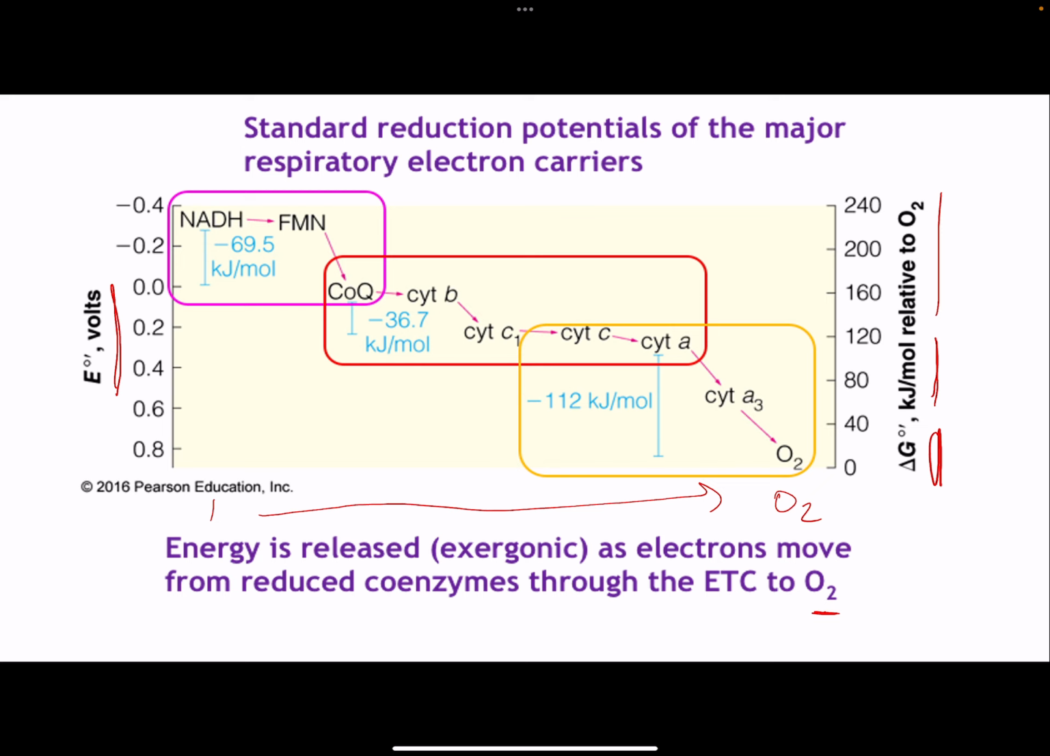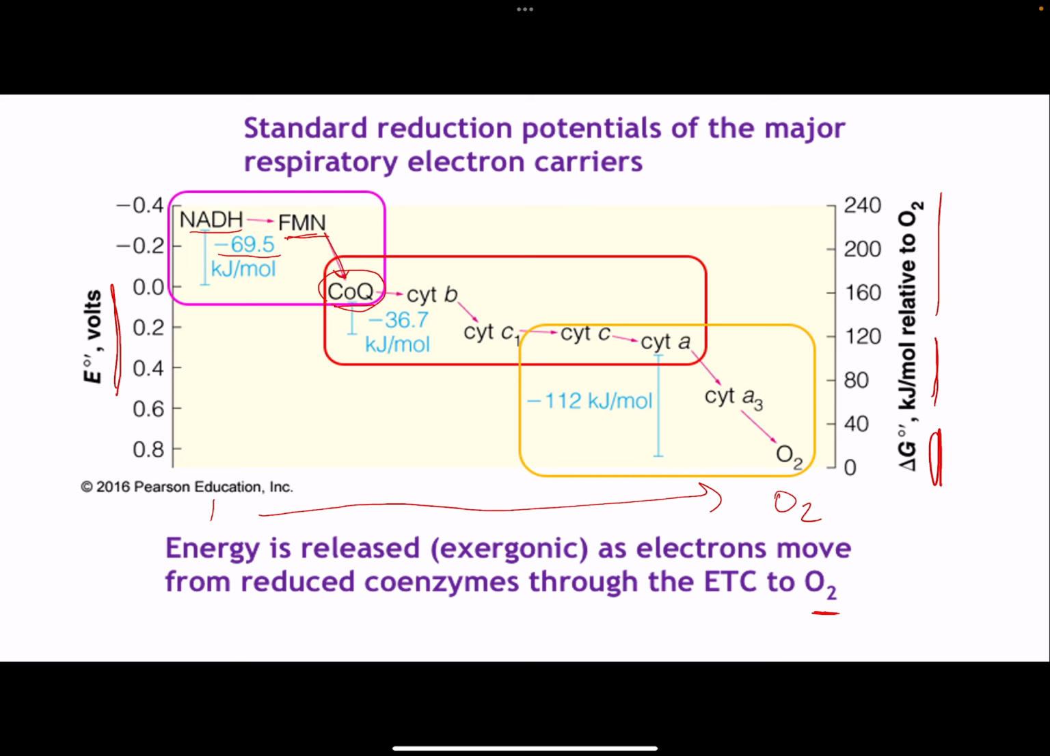So shown here is NADH, and we have this moving to an FMN, which then goes to a CoQ. So all these are electron carriers. And as NADH passes its electrons to FMN and CoQ, then we're seeing that this has a negative 69.5 kilojoules per mole associated with that transfer.